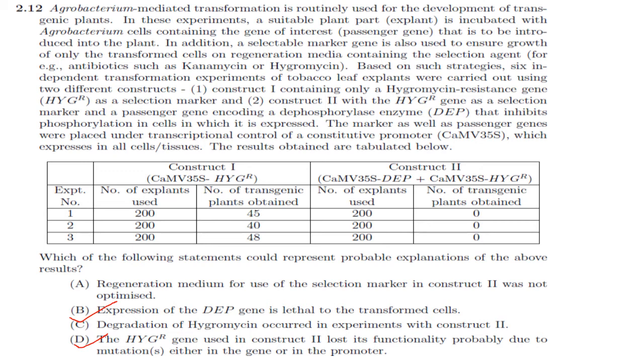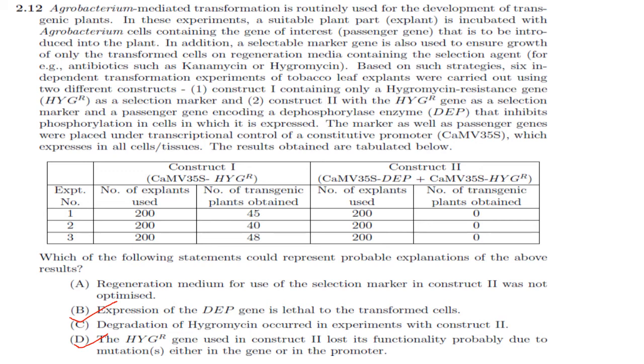So option A, regeneration medium used for the selection marker in construct 2 was not optimized. That is wrong. Why? Because regeneration medium will naturally be optimized before a transformation experiment is conducted.